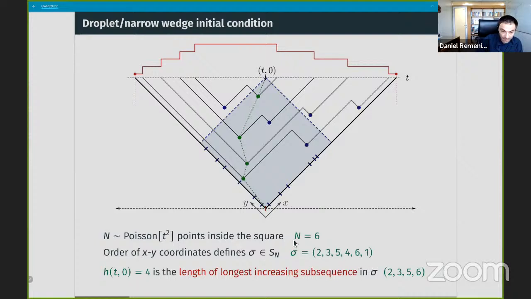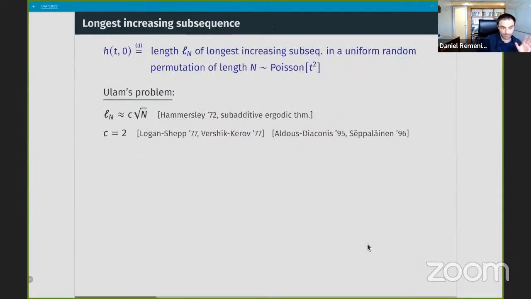But you can check that this path that makes me go from the origin to this point at T corresponds exactly to this increasing subsequence in my permutation. Okay, there's another one here. I could have taken 2, 3, 4, and 6. Okay, but the longest one is 4, and that's the same thing.